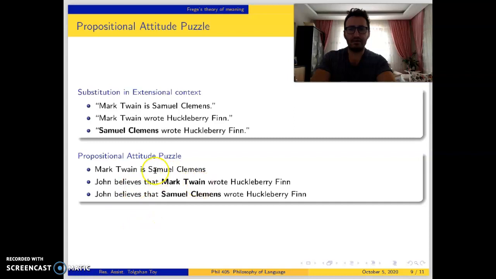But let's try to do that in a propositional attitude context. Mark Twain is Samuel Clemens, alpha is beta. The expression Mark Twain and the other expression Samuel Clemens refer to the same object. They are co-referential expressions. So Mark Twain and Samuel Clemens are one and the same object. And here we have an intensional, a propositional attitude sentence. Suppose its reference is true. In other words, it's a true sentence. John believes that Mark Twain wrote Huckleberry Finn.